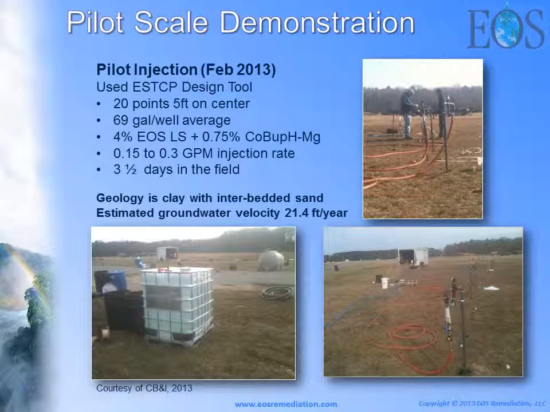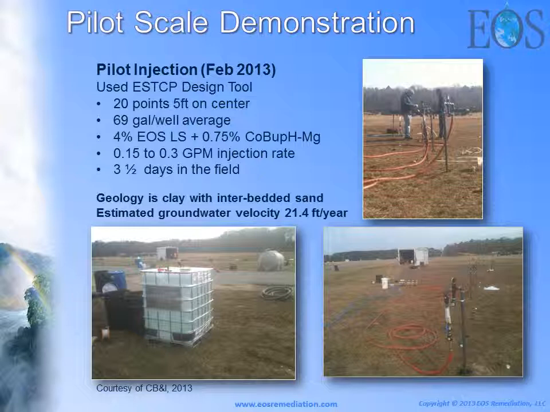Finally, we wanted to demonstrate the capabilities of the CoBuff MG in the field. And again, we got the help of CB&I. This was their project. They ended up injecting EOS LS, which is our low salt emulsified vegetable oil product that's an electron donor for dechlorination. They combined that with the CoBuff MG product to bring the pH of the system, which started around 4, to a more neutral range. They injected a mixture of the EOS LS and the CoBuff MG into 20 points that were installed on 5-foot centers.